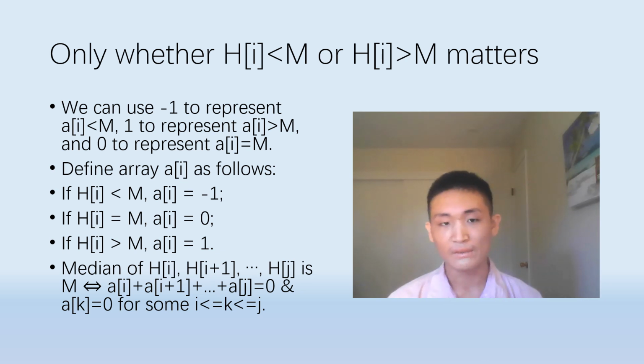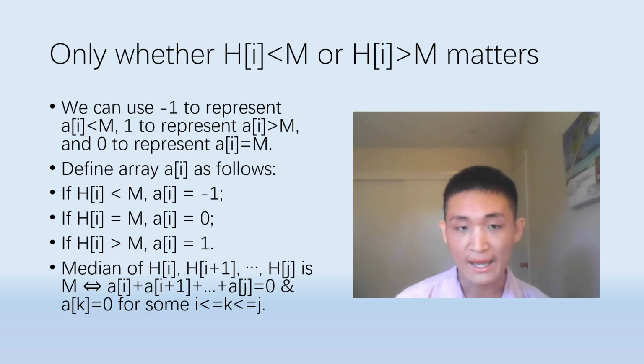In other words, we define the array a of i as follows. If h of i is smaller than m, we define a of i equal to -1. If h of i is equal to m, we define a of i as 0. If h of i is greater than m, we define a of i as 1.